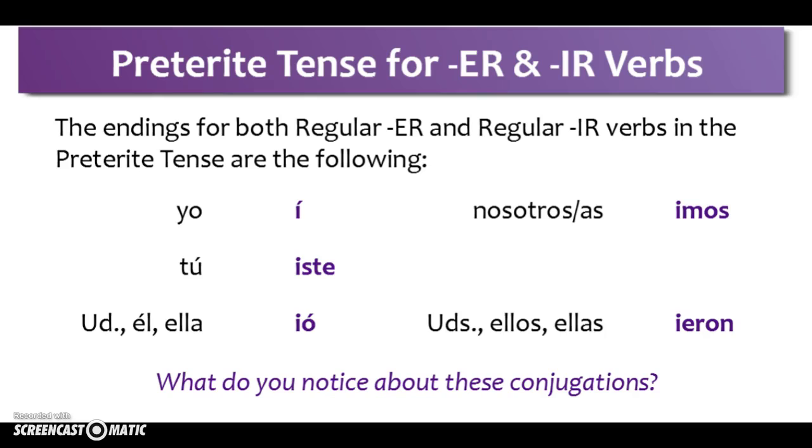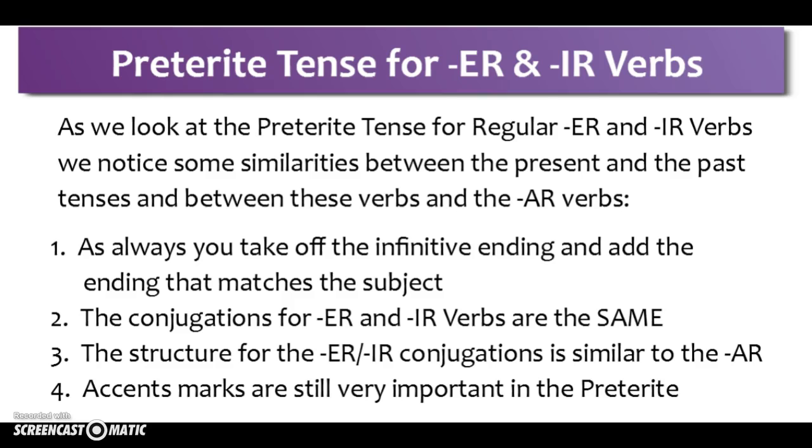For yo, it's í; tú, iste; usted, él, and ella, ió; nosotros and nosotras, imos; and ustedes, ellos, and ellas, ieron. Do you notice anything specific about these conjugations? Let's see. Like we always do, we first take off the infinitive ending, and then look at what our subject is, who is doing the action, and put the ending on the verb that corresponds to that particular subject. All the conjugations for both ER and IR verbs were the same.